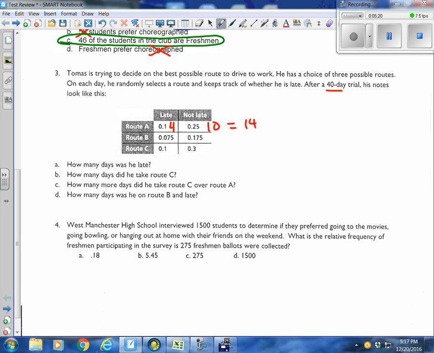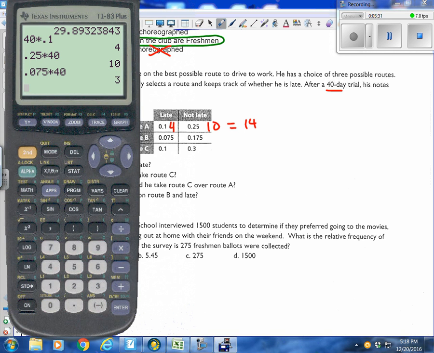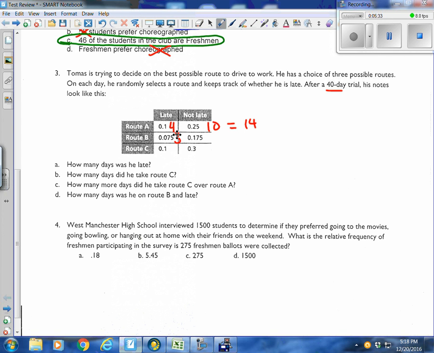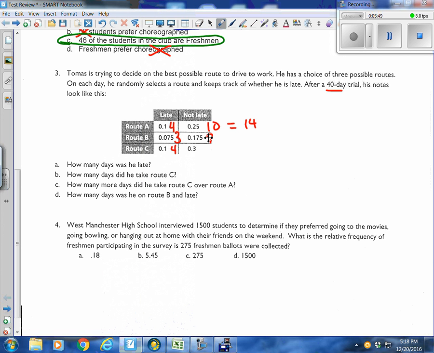0.075 of the time he took route B, he was late. So if I correspond to that, 0.075 times 40 times he tried this corresponds to 3 times. And of course, I'm repeating, 0.1 is the same as the earlier, so that's going to be 4. 0.175 times 40 corresponds to 7 times. He was not late. Apparently, he took route B 10 times.